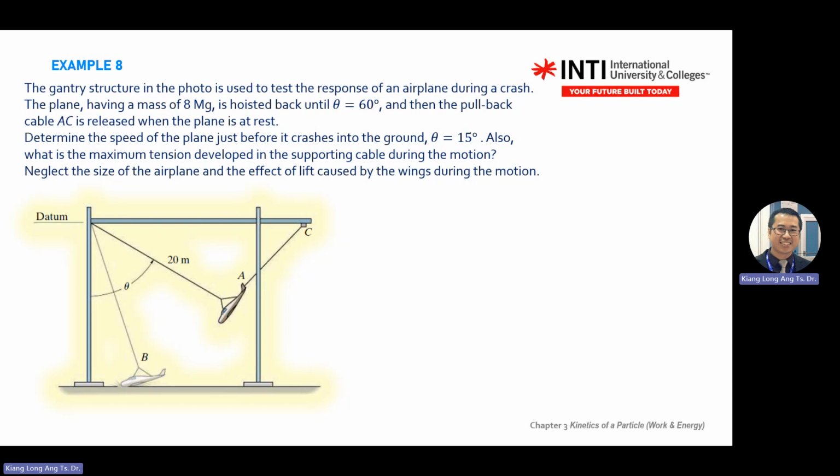Before you solve, you look at the motion. What kind of motion? Is it linear or curvilinear? Curvilinear motion, because it's tied to a rope, it will move in a circular motion. So when you have circular motion, remember when you draw the free body diagram, there's a normal and tangent direction.